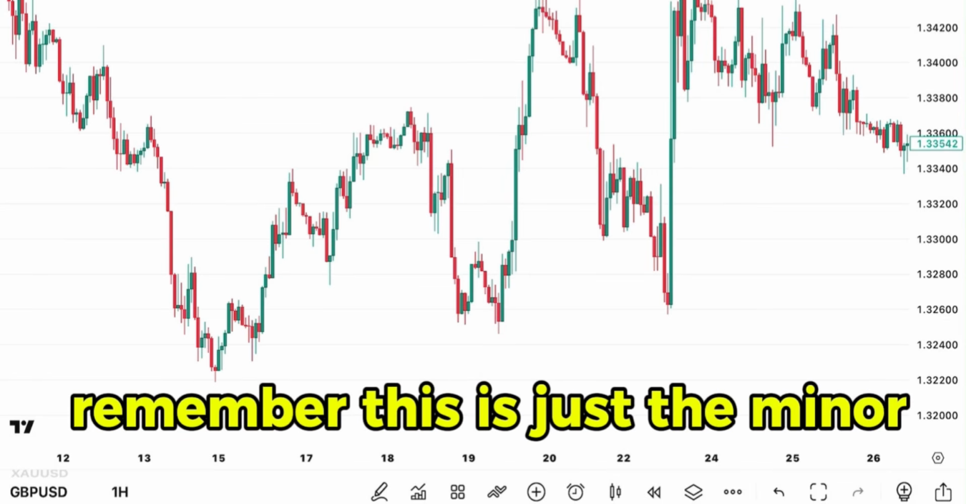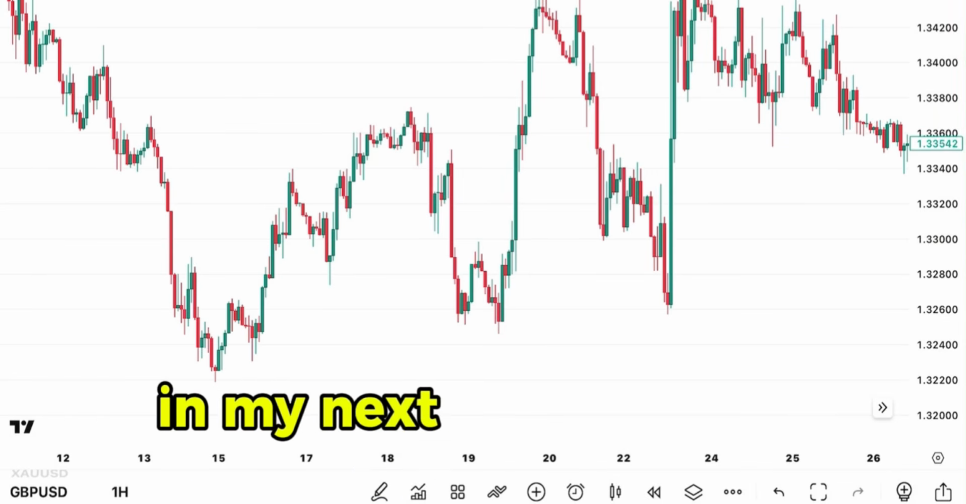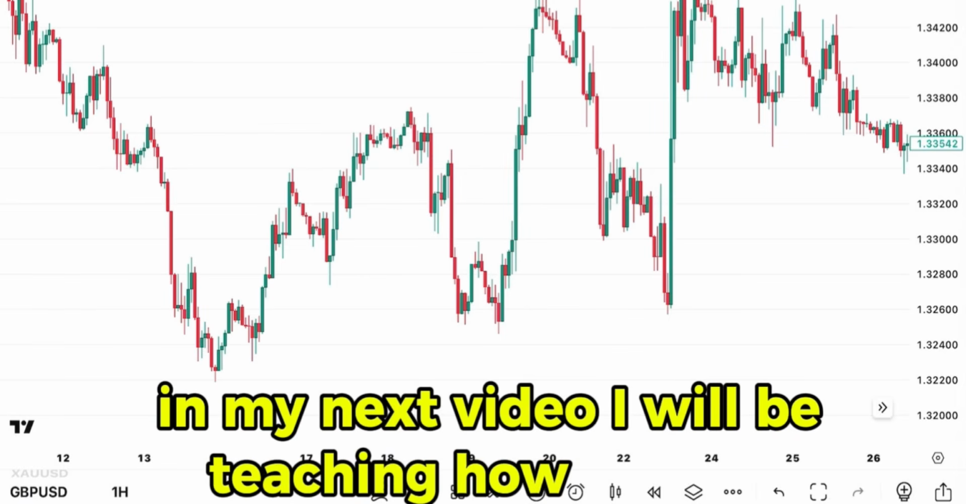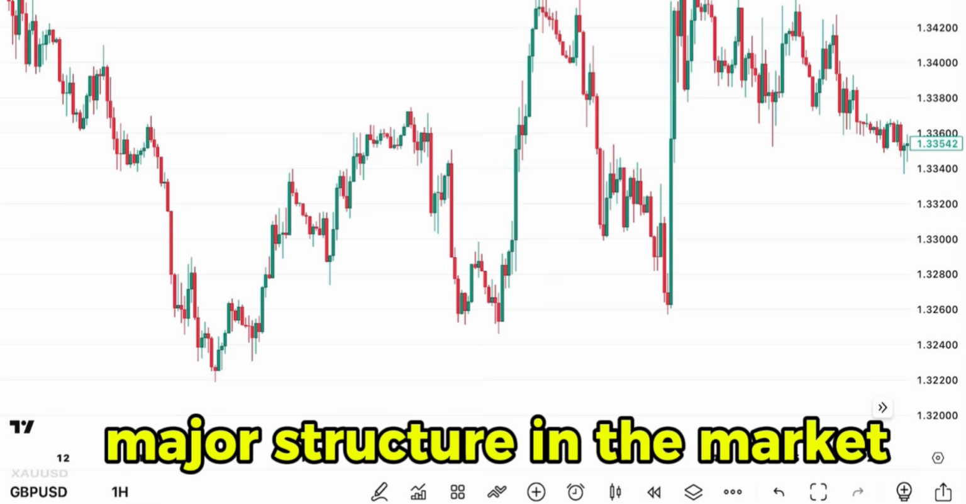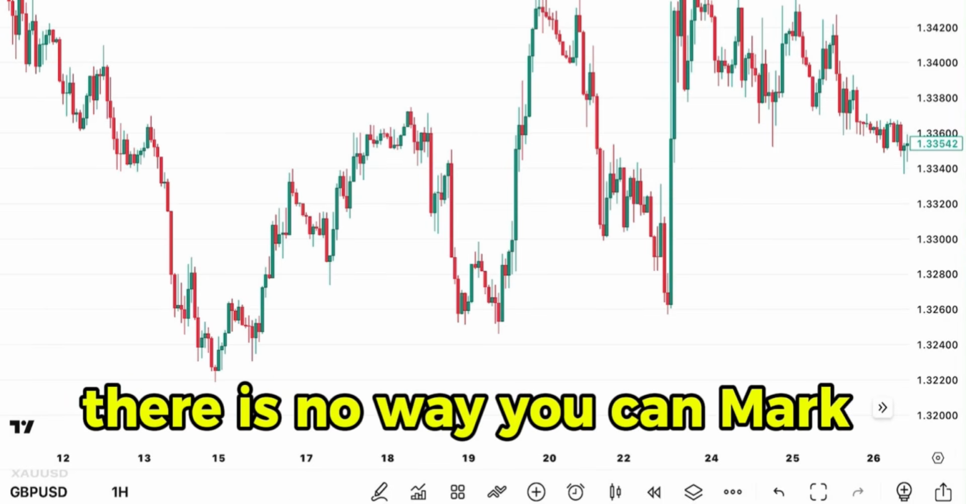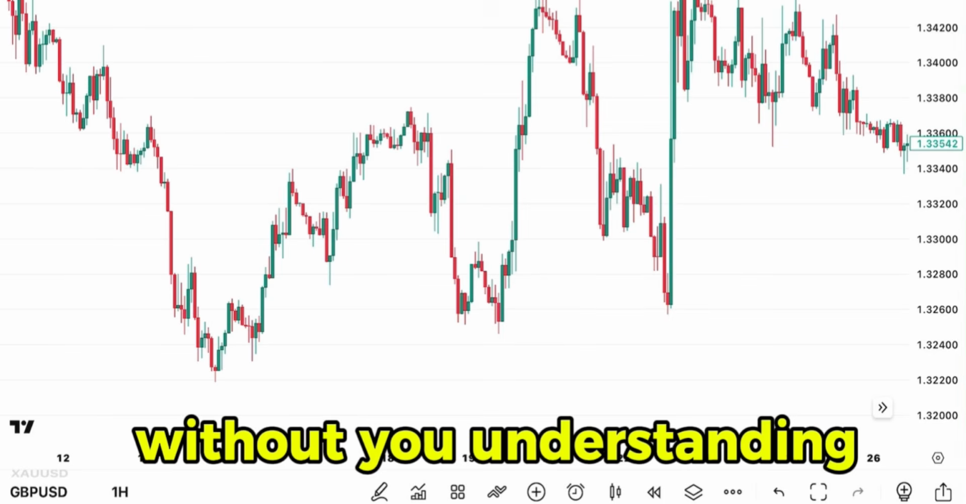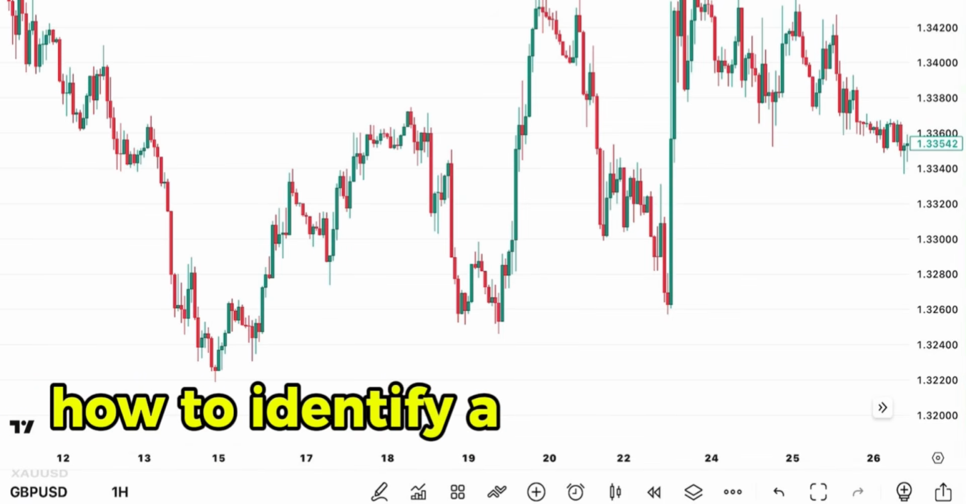Remember, this is just the minor structure in the market. In my next video, I will be teaching how to mark major structure in the market. Remember, there is no way you can mark a major structure without understanding how to identify a minor structure in the market.